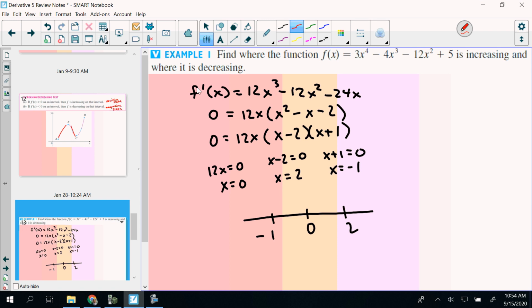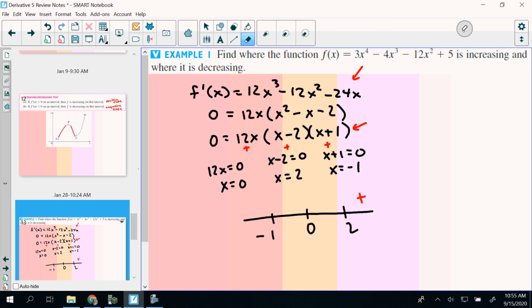So let's start on the right-hand side and work to the left. What if we put a number bigger than 2 in there, such as 3? I would not go back to the original to find that out. The easiest place is where you have it fully factored there. So if we put in 3, it doesn't even matter what value it is. 3 plus 1, that's a positive number. 3 minus 2, that's a positive number. 3 times 12, that's a positive number. If we multiply 3 positives, this is going to come out positive there.